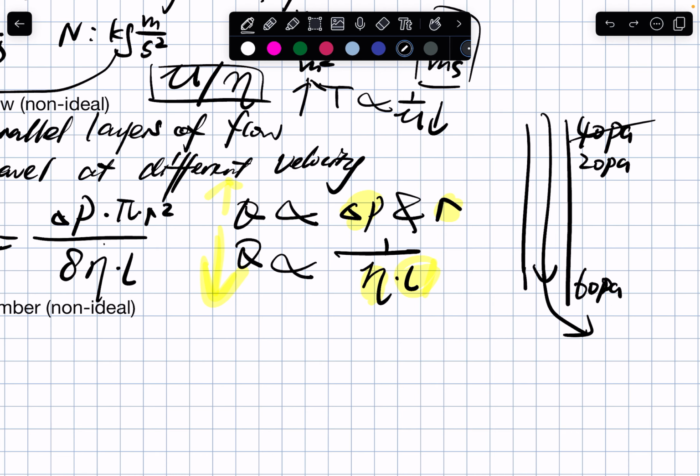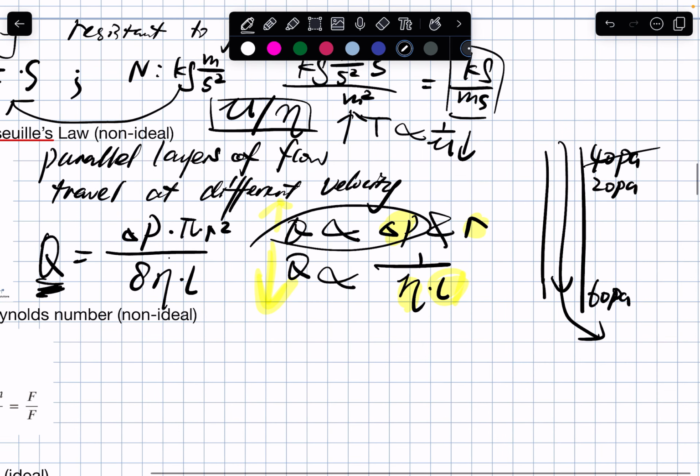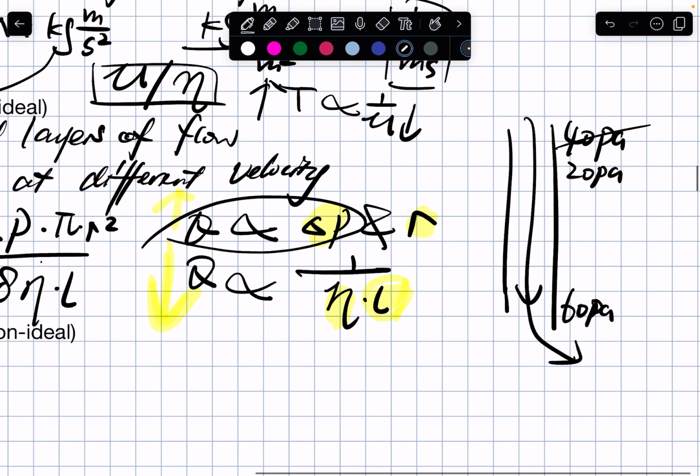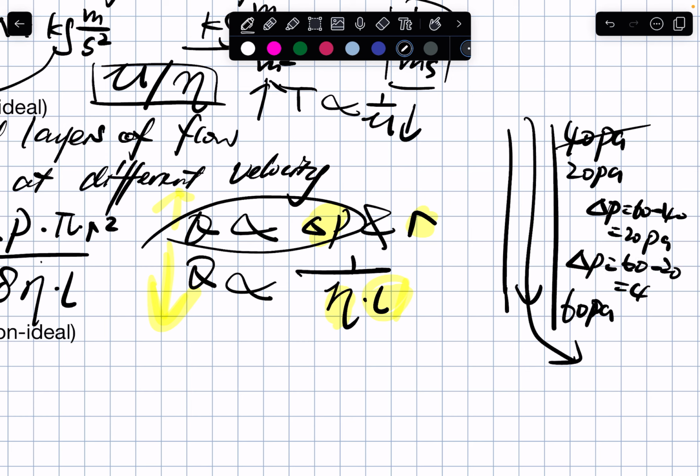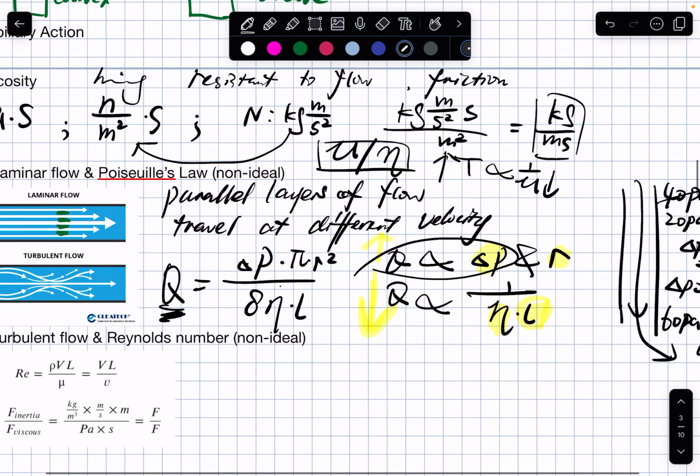So all they're testing you on is the relationship between delta P and Q. Because before the change, my delta P is what? 60 minus 40, that gives me 20 Pascal. But after the change, delta P is 60 minus 20, so now delta P is 40 Pascal. So you can see that delta P really doubled. So if delta P doubled, then what would Q do? Q would double as well. Okay, so that's a usual way that they test you.